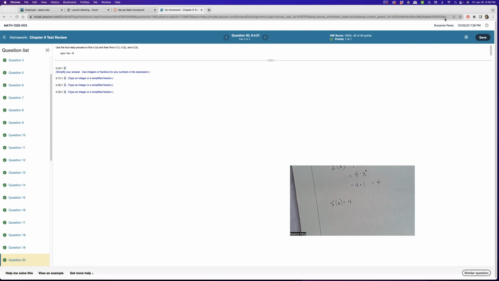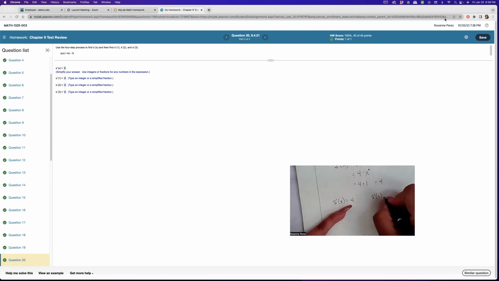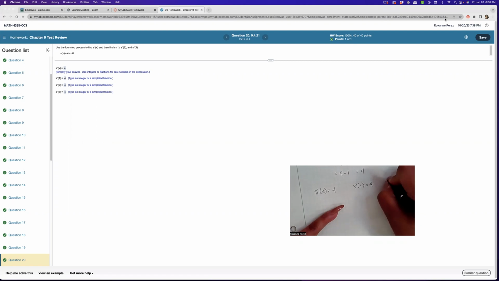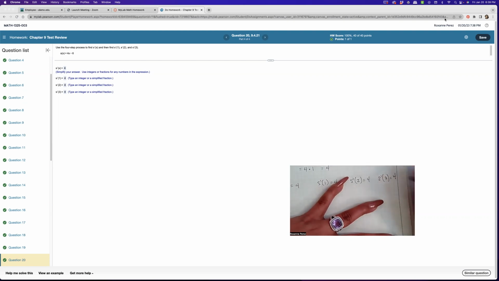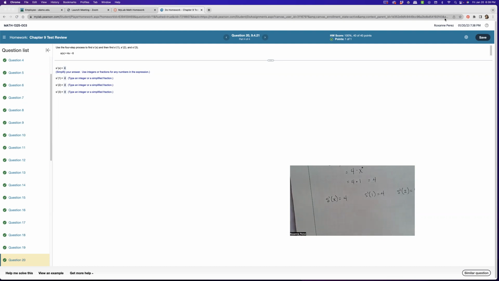And then the next part is asking us s prime evaluated at 1. Well, there aren't any x terms, so there's nothing for us to plug in. So it's just equal to the value 4. The same thing, s prime evaluated at 2. There's no variable term, so that's also equal to 4. S prime evaluated at 3. There's no variable term, so it's still equal to 4. And you're done with this problem.